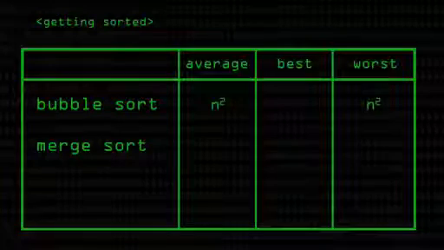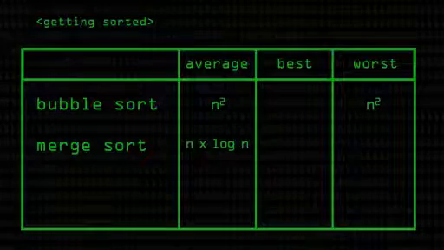Bubble sort, as I said earlier, scales with the square of the input size. So we're going to call the input size n. So we can say bubble sort scales with n squared. Merge sort that we've just done, that scales with the input size times the log of the input size. A log is just the inverse of a power.